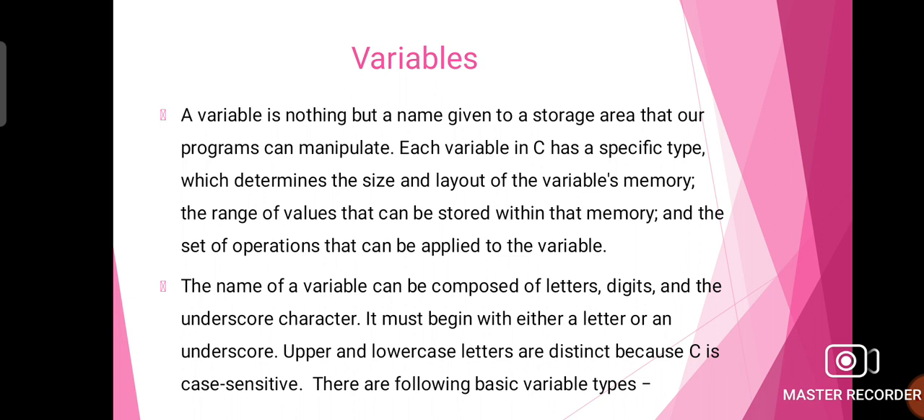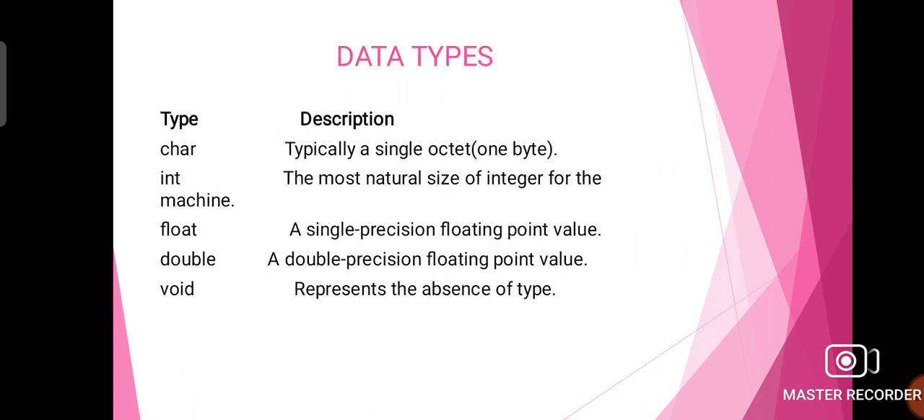So when we give a variable name, memory will be allocated. In other words, we can say a variable is the name given to the storage area. Each variable will be of some specific type. The type is nothing but the data type. We will use variables to store different types of data. So these are called data types.